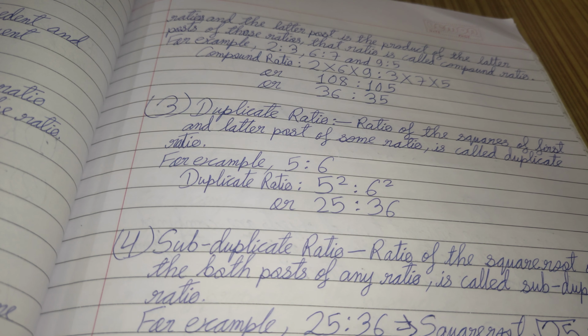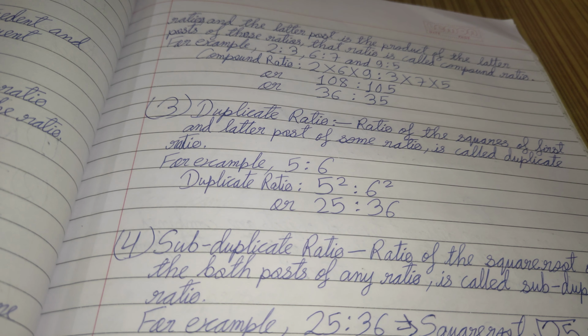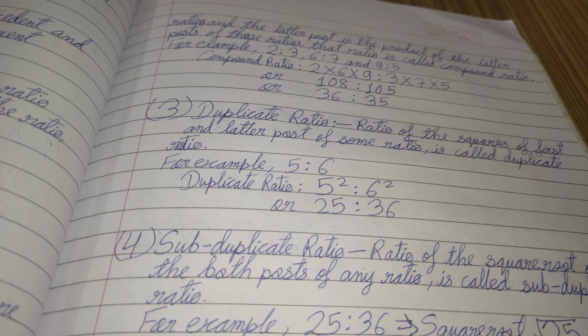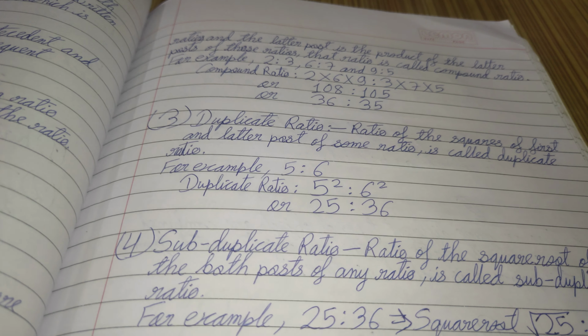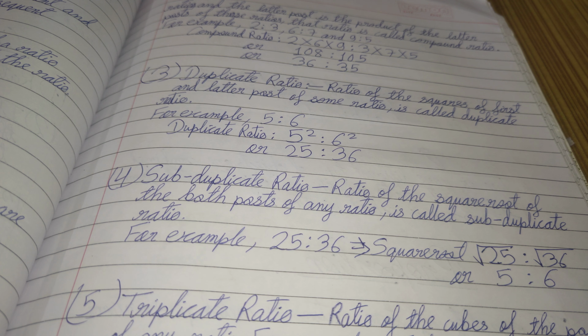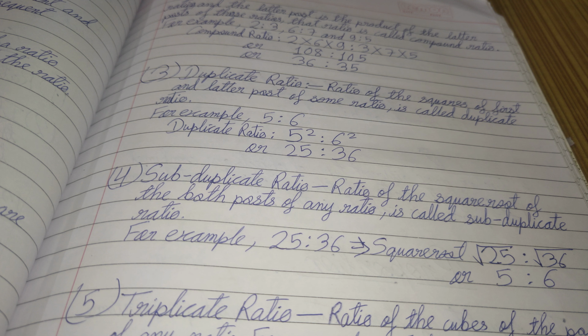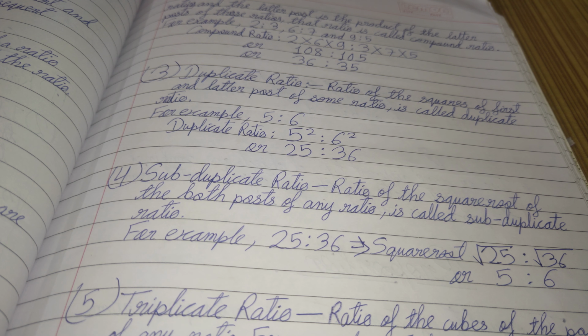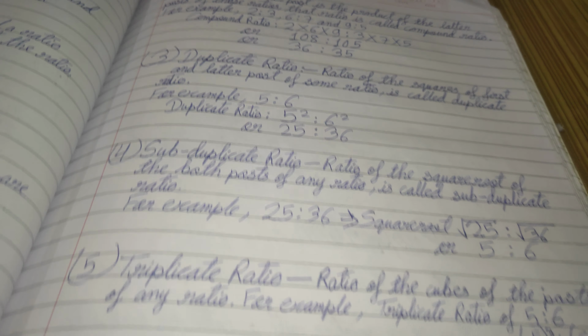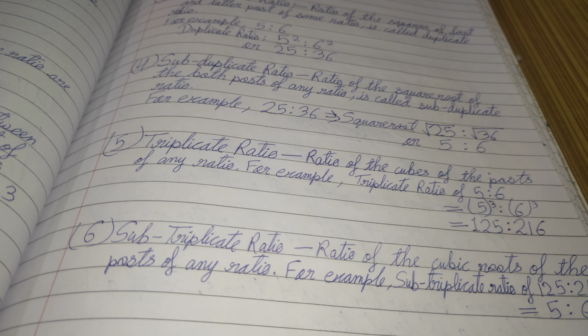Duplicate ratio is the ratio of the squares of the first and later post of a ratio. For example, 5:6. Here the duplicate ratio will be 5 squared is to 6 squared. Subduplicate ratio is the ratio of the square roots of both posts of any ratio. For example, 25 ratio 36 will be the square root, 5:6. Triplicate ratio is the ratio of the cubes of the posts of any ratio. Subtriplicate ratio is the ratio of the cube roots of the posts of any ratio.